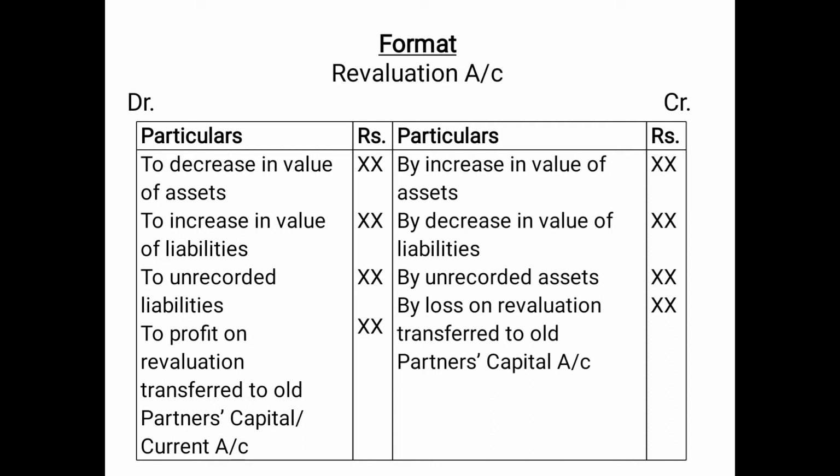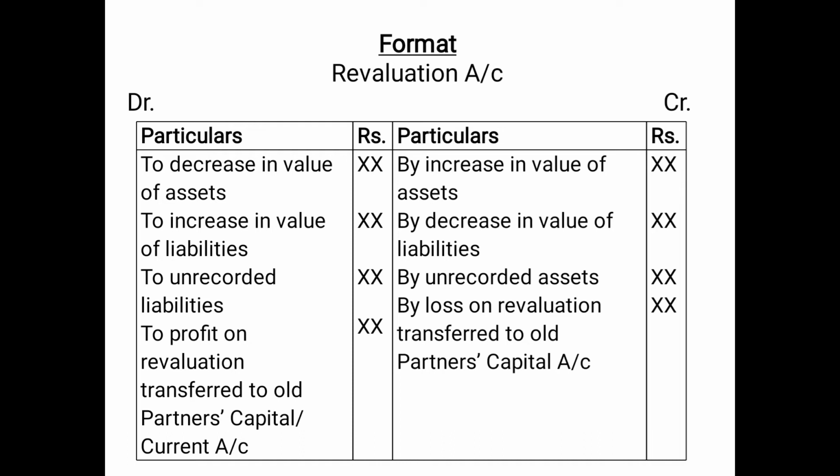As the rule says, on the debit side we are showing to decrease in value of assets, to increase in value of liabilities, to unrecorded liabilities. That means there might be certain liabilities which you forgot to record beforehand. So now you will record. And if you are recording it now, that means ultimately the value of liabilities would increase, and increase in liabilities is shown on the debit side.